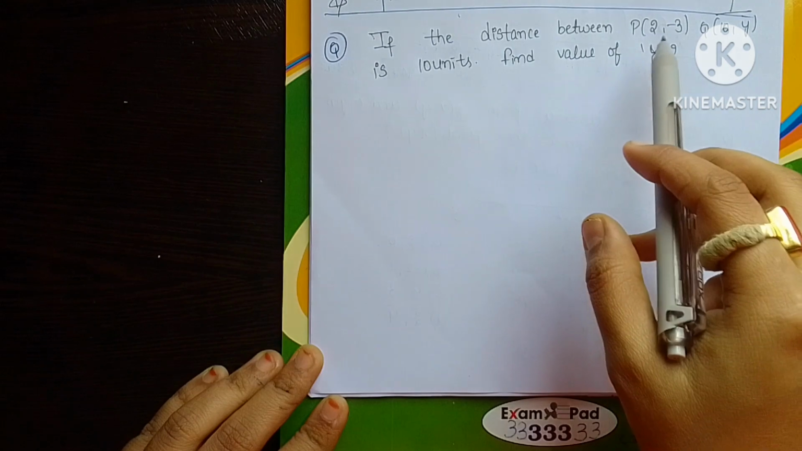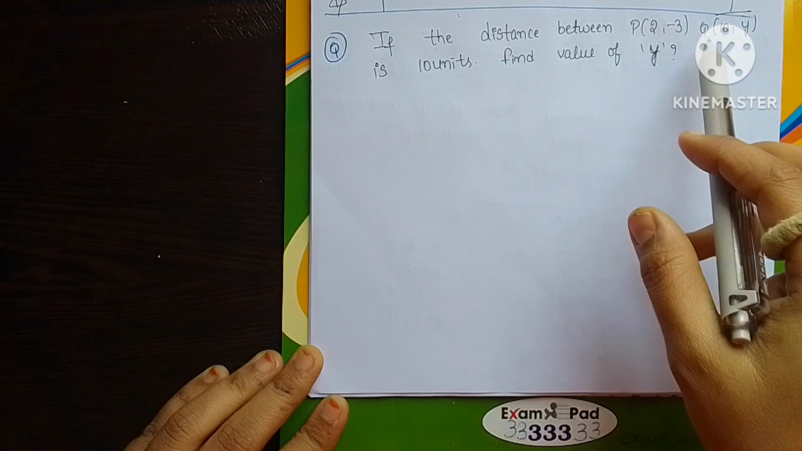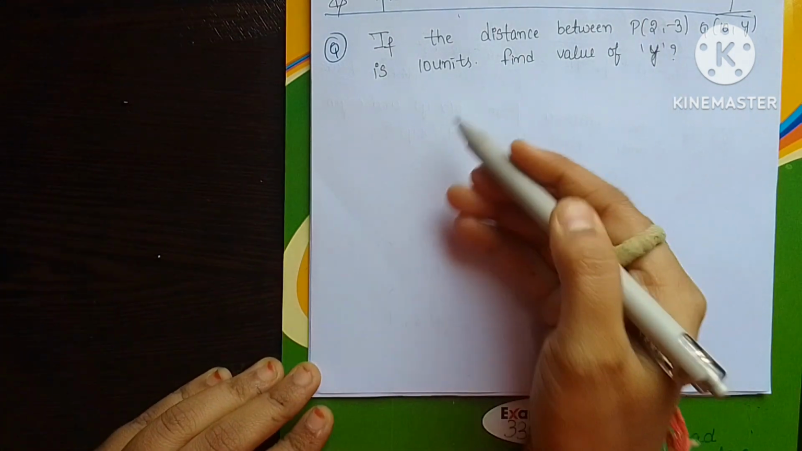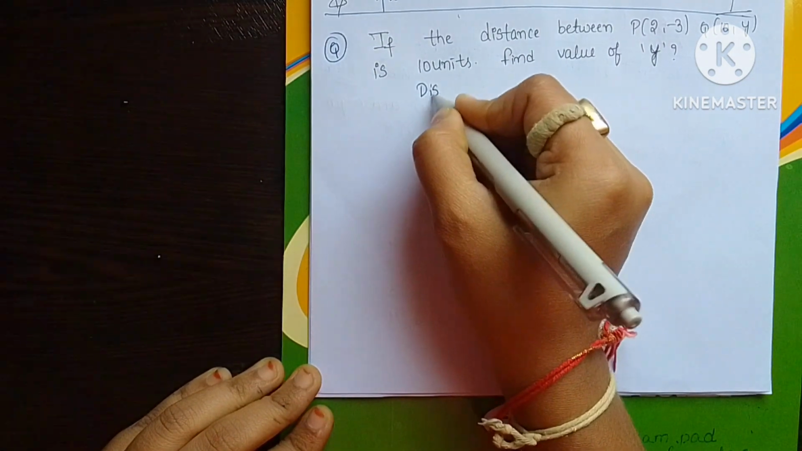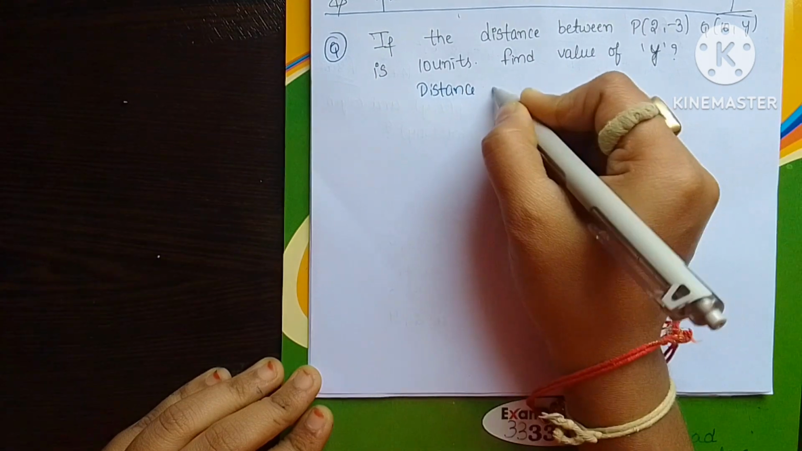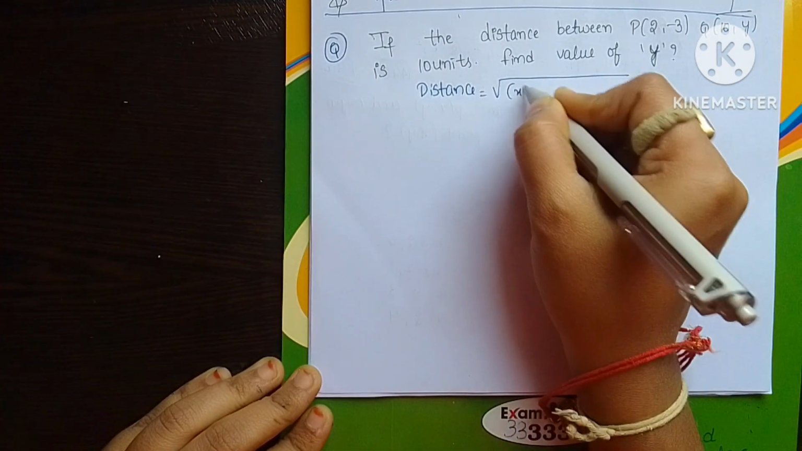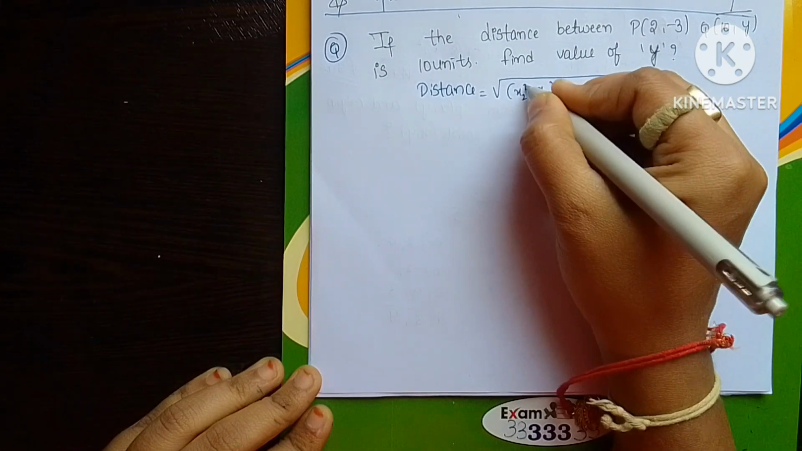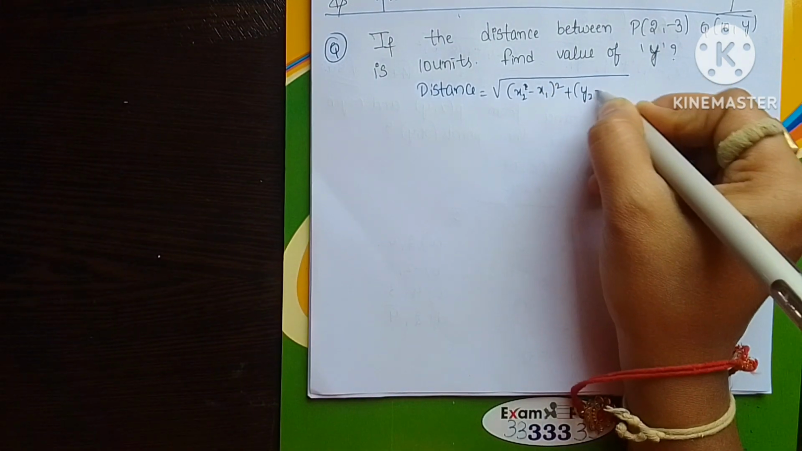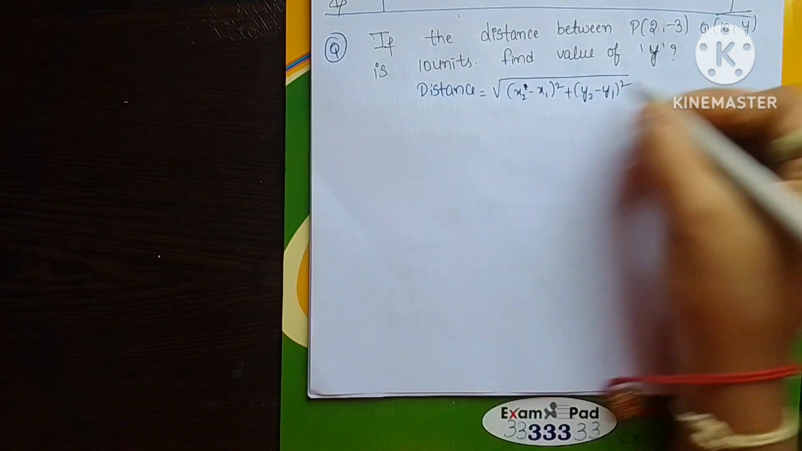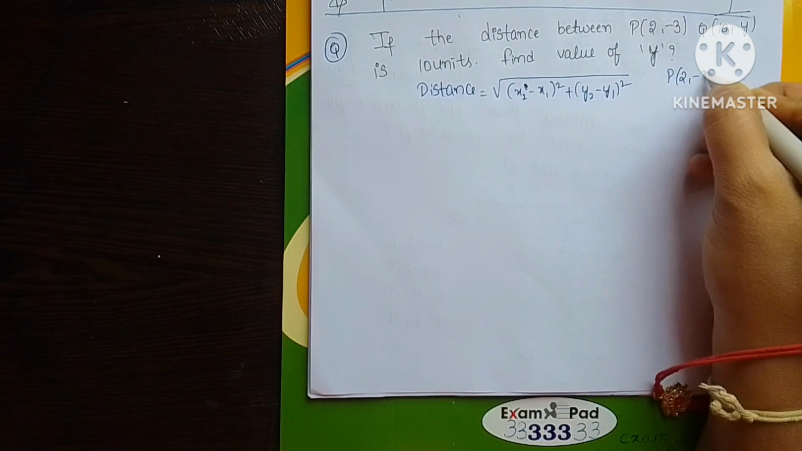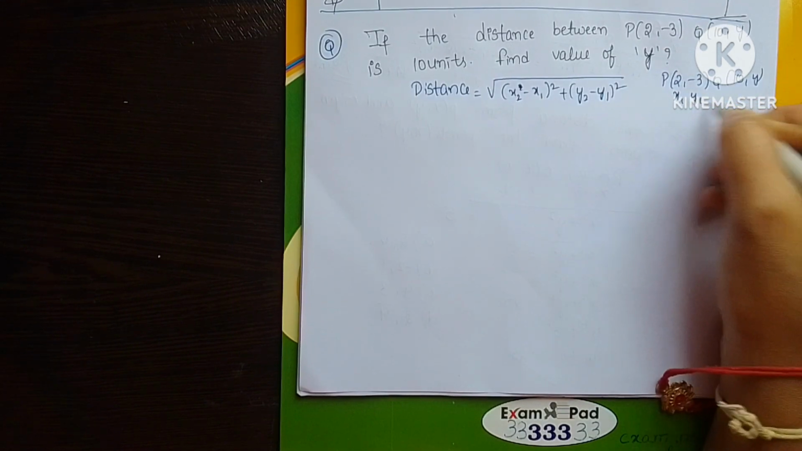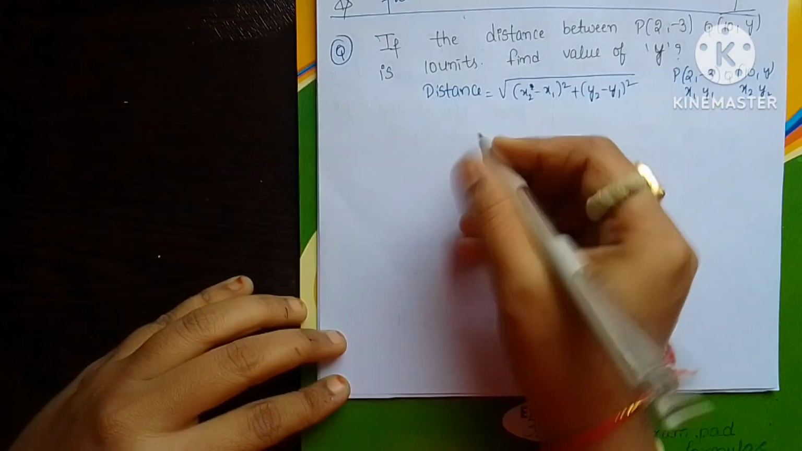Let's see the question. If the distance between P (2, minus 3) and Q (10, y) is 10 units, find the value of y. We know the distance formula. The distance formula is square root of (x2 minus x1) whole square plus (y2 minus y1) whole square. So here P is (2, minus 3) and Q is (10, y). So here x1, y1, x2, y2. Substitute in this.